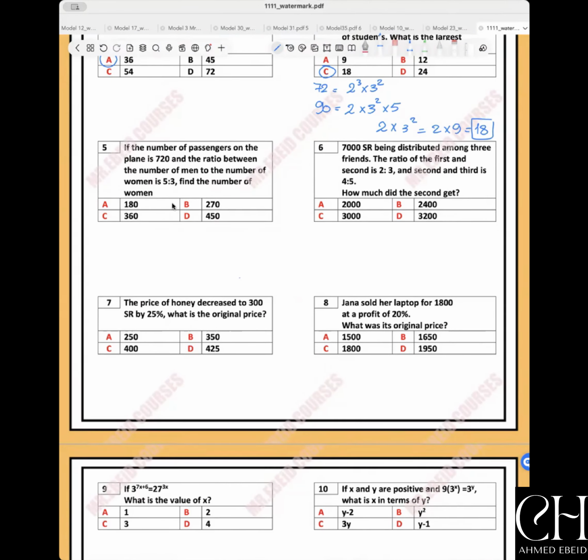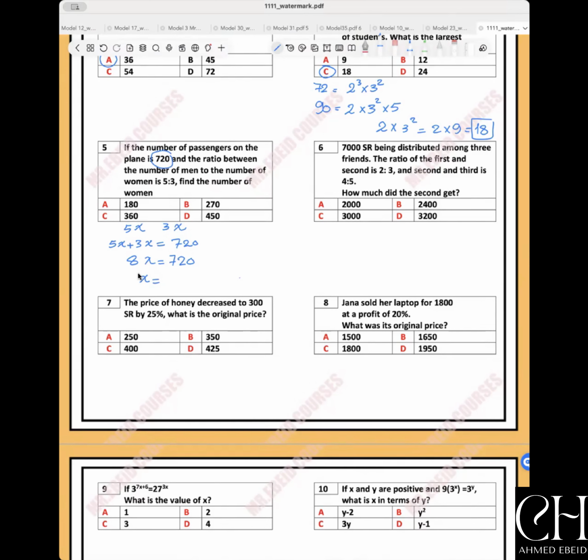Question 5. If the number of passengers on a plane is 720 and the ratio between the number of men to the number of women is 5 to 3. Find the number of women. In this question, let the ratio between the number of men to the number of women be 5x to 3x. Their sum is 720, so 5x plus 3x is equal to 720. Their sum is 8x equals 720. Divide both sides by 8, it means x equals 720 divided by 8.